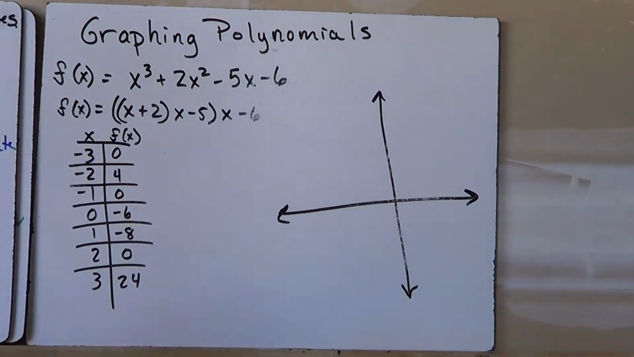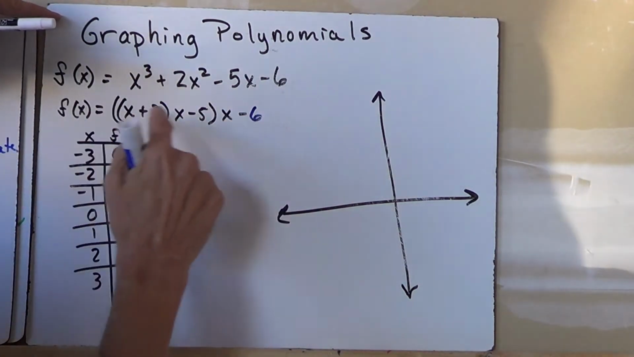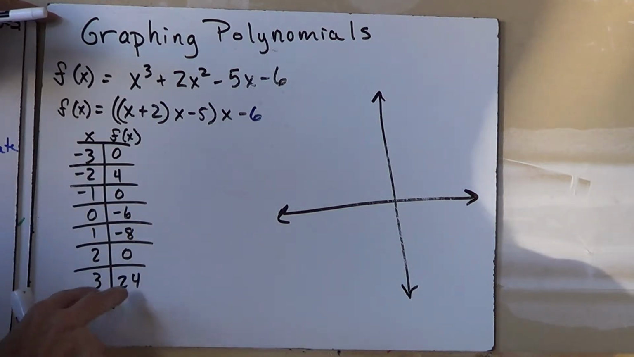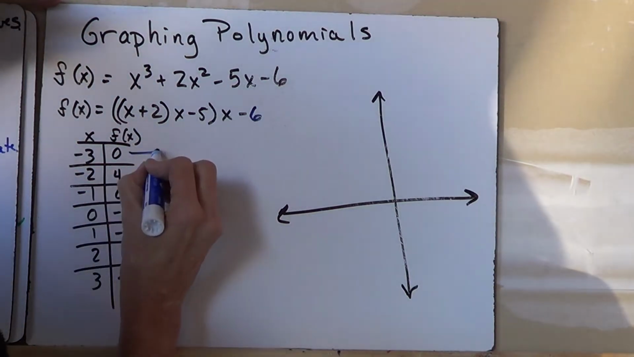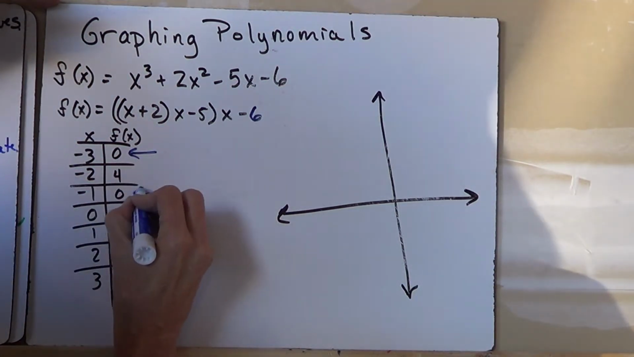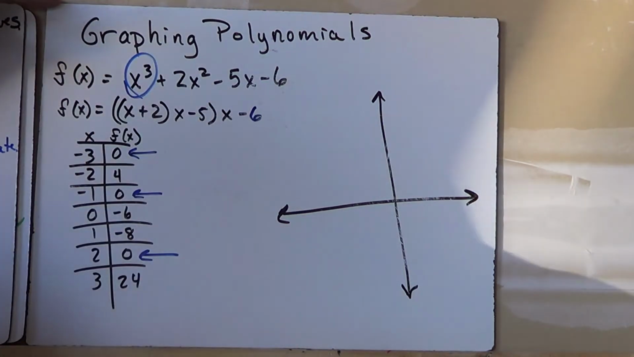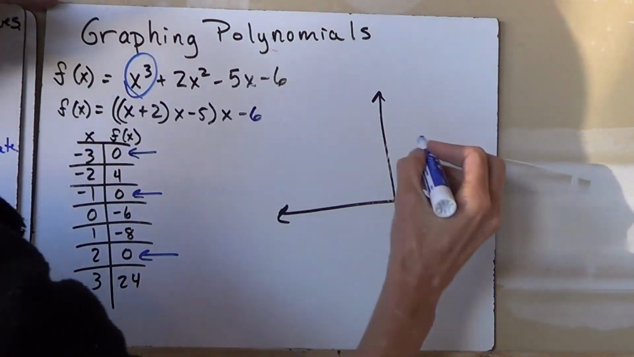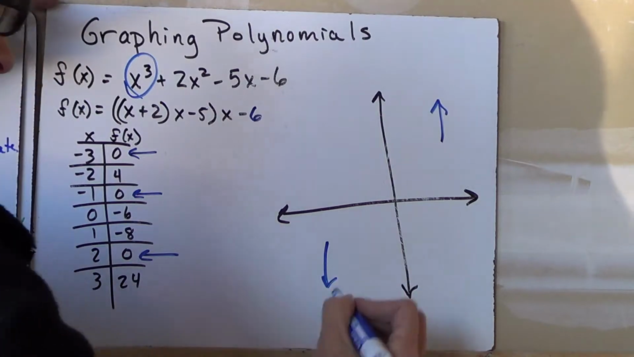So now, graphing polynomials. I went ahead and went to nested form, and I plugged in all of these values to get these. But I wanted to show you how I would go about graphing it. I key in on these zeros, and I key in on the end behavior. So my end behavior is cubic, and it's positive, so I know my end behavior goes up on that side, down on that side.